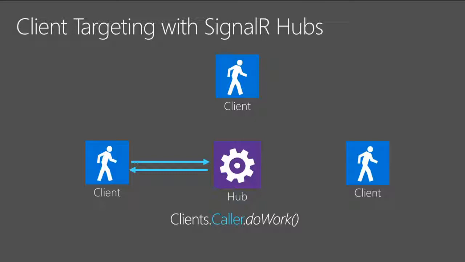Let's say you don't want to call the caller. You want to call the other guys. Others. That's when you want to call the other clients other than the one that called into the hub. There are also methods that you can call users, and you can pass in the username or user, I can't remember which one it is, and then you can also do groups.